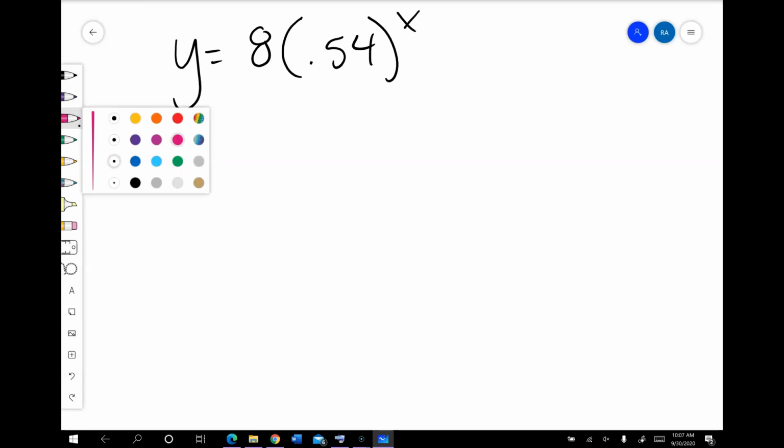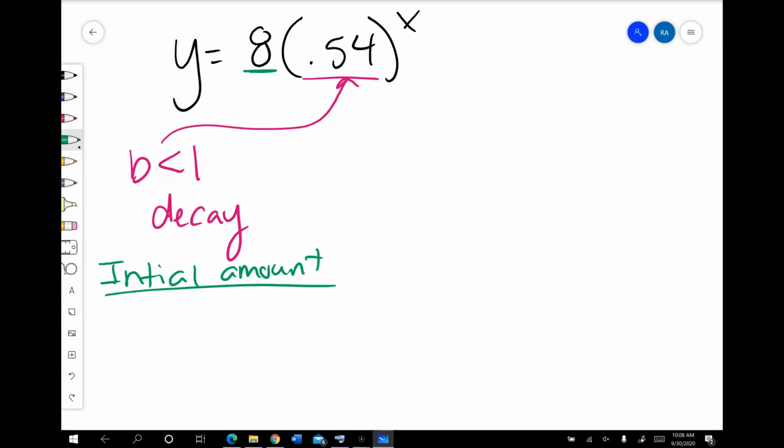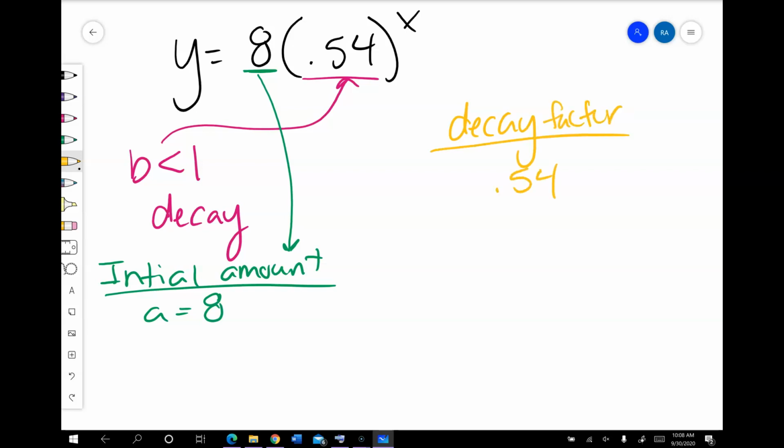So first I want to know, is this a growth equation or is this a decay equation? Well, my B is less than 1, so this is a decay. Okay? Next, it wants the initial amount. What is the initial amount here? Well, the initial amount is your A value, which is right there. So my initial amount is 8. That's what A equals. Okay? Then it wants the decay or growth factor. Well, the decay factor is just the number. The decay factor is 0.54.